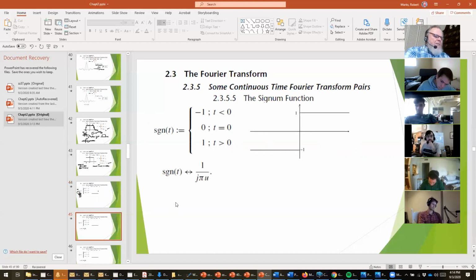Now, the Fourier transform of the signum function, which we show in the book, is equal to 1 over j pi u. And I won't go through the proof here. It requires use of a limit. And it is in the book in this section. You can see up here that I always put in the section. It's in section 2.3.5.5. So you can always refer to there for the different results, or the different proofs or elaboration on some of the ideas that I present.